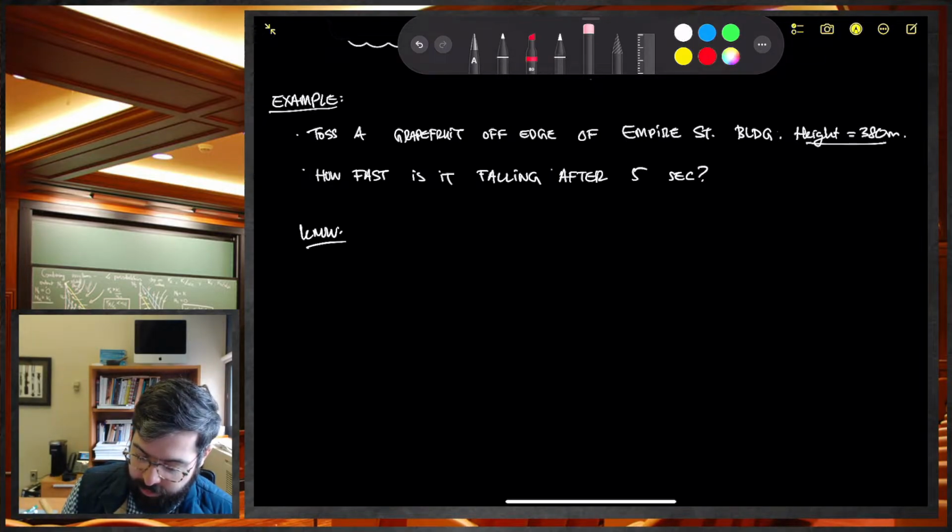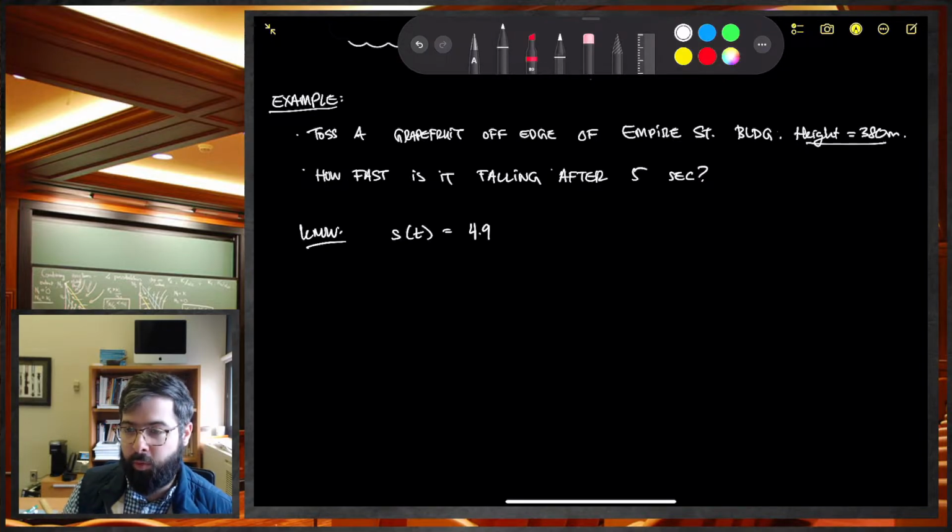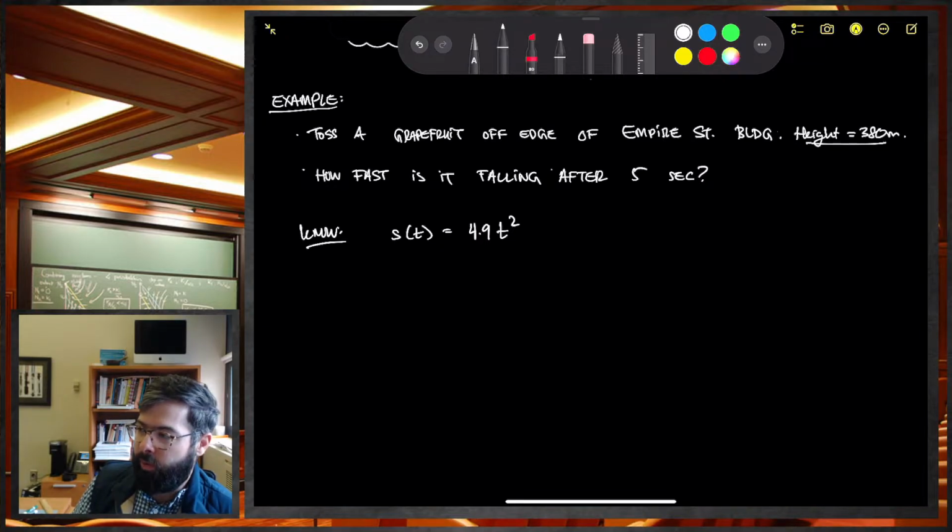So we know that its displacement, s of t, is going to be governed by the acceleration due to gravity, 4.9 meters per second squared, times the square of time. So 4.9 t squared. This is like a free fall distance formula. So this is the distance it's traveled, not its height. It's important to note. That's going to be how far it's fallen at any moment in time, assuming it's obeying gravity.